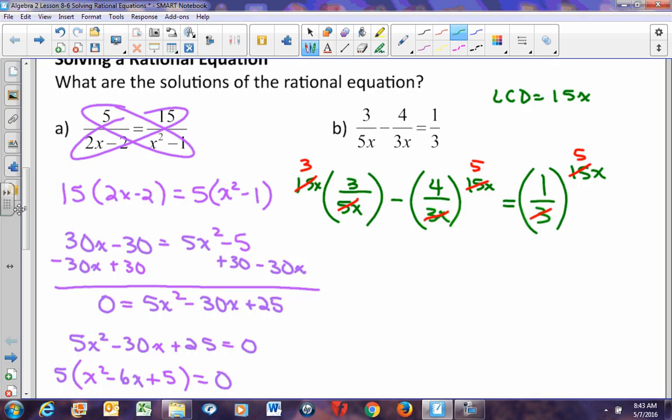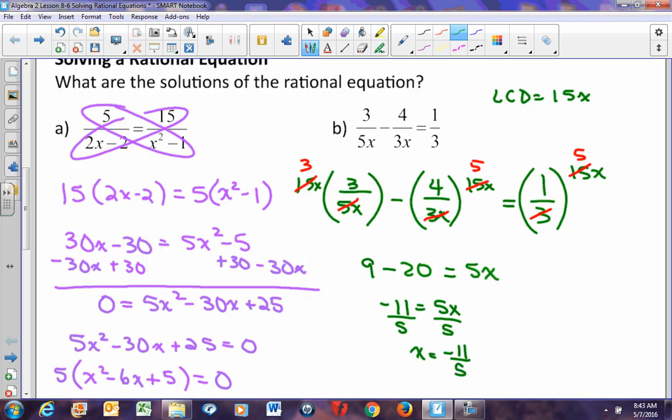Now I simply just multiply. 3 times 3 is 9. 4 times 5 is 20. And that equals 1 times 5x is 5x. Notice there's no more denominator. They all canceled out. That's the whole point. If they don't, you don't have the right least common denominator. So now I have 9 minus 20 equals 5x, so negative 11 equals 5x. Divided by 5, x equals negative 11 fifths.